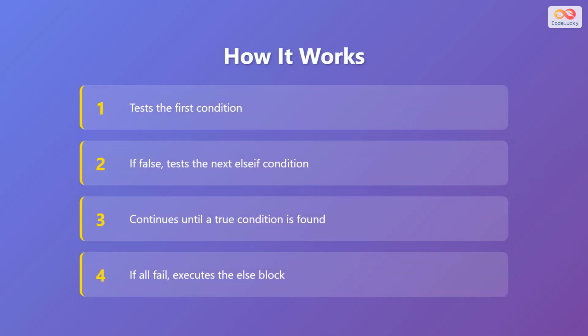Here's how PowerShell evaluates this structure. First, it tests the initial if condition. If that condition is false, PowerShell moves to the next else-if condition and tests it. This process continues down the chain until PowerShell finds a true condition. Once a true condition is found, PowerShell executes that code block and then skips all remaining else-if and else clauses. If all conditions are false, the else block executes as a catch-all.